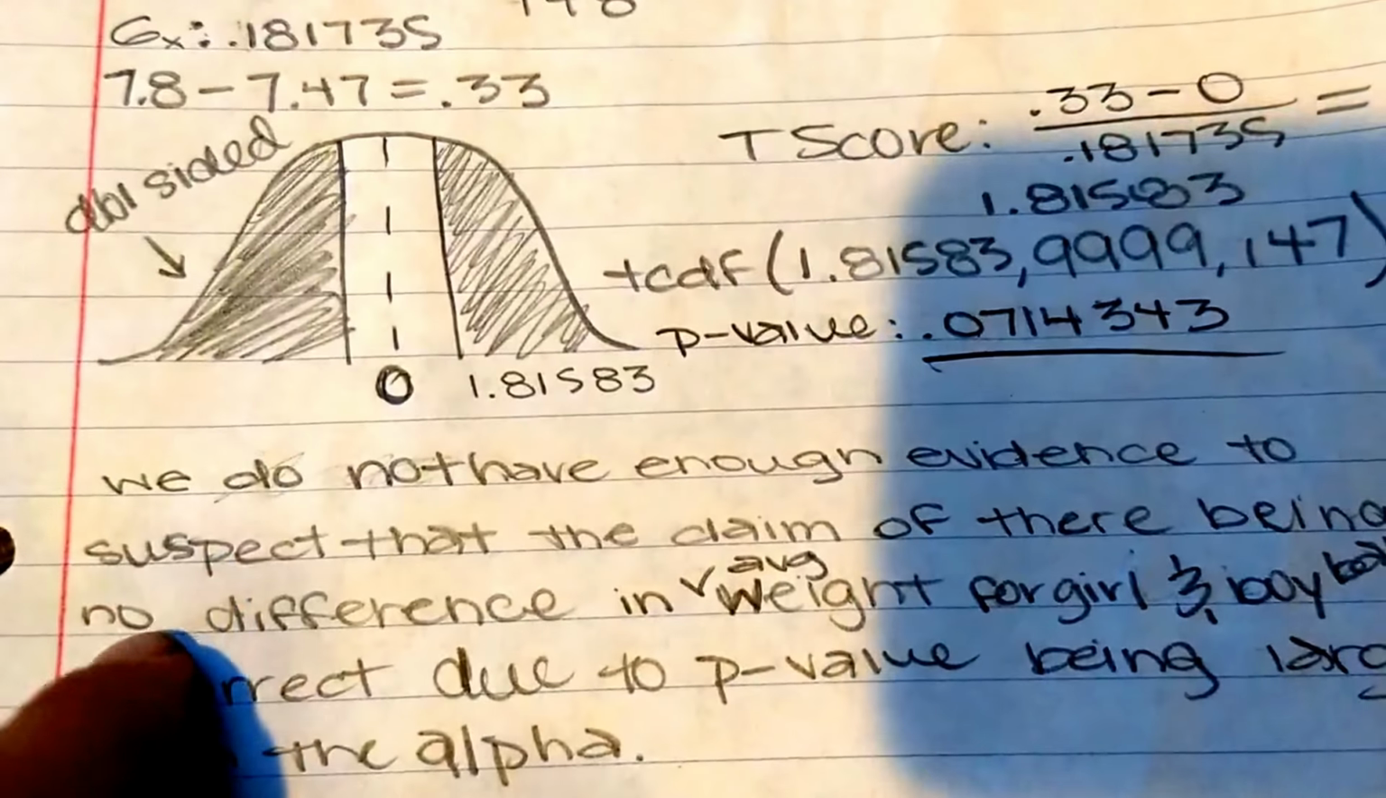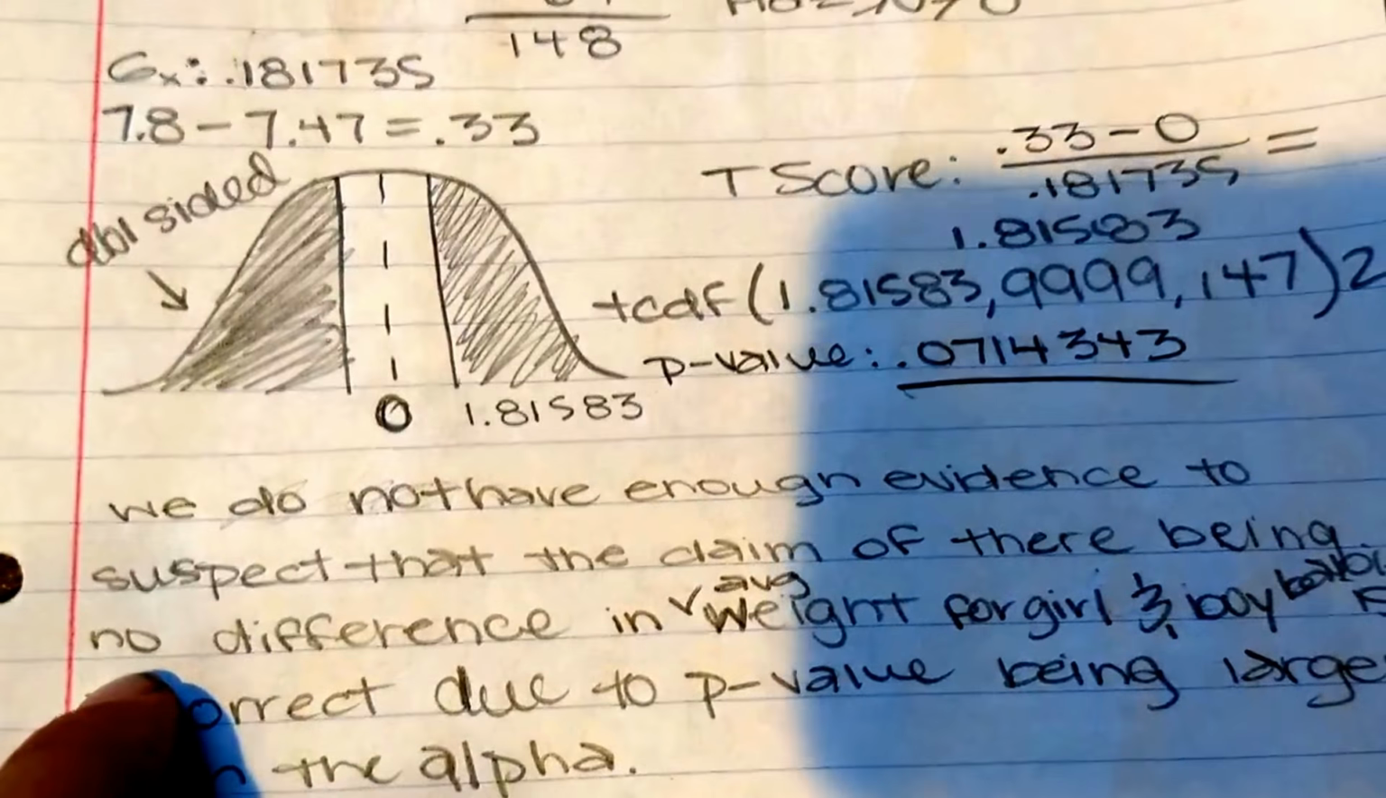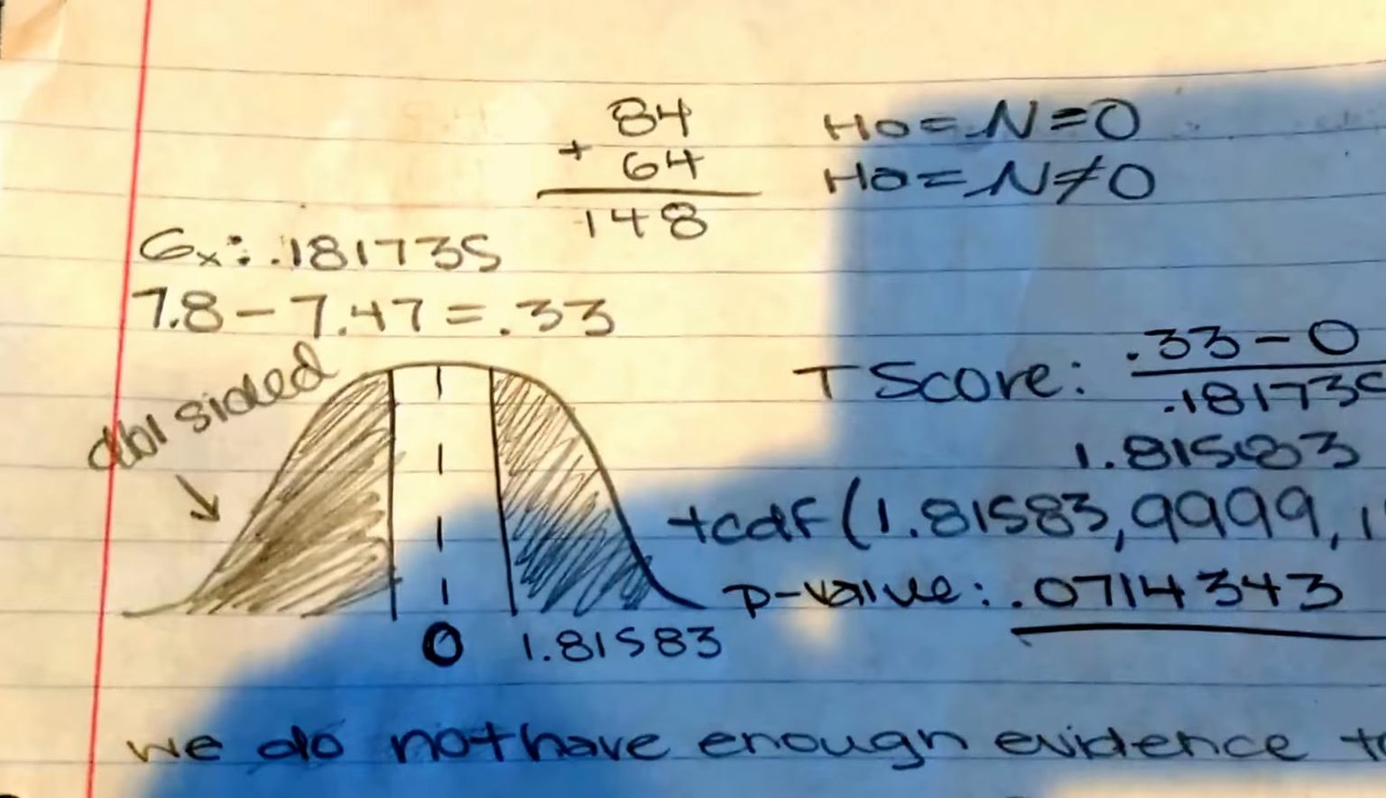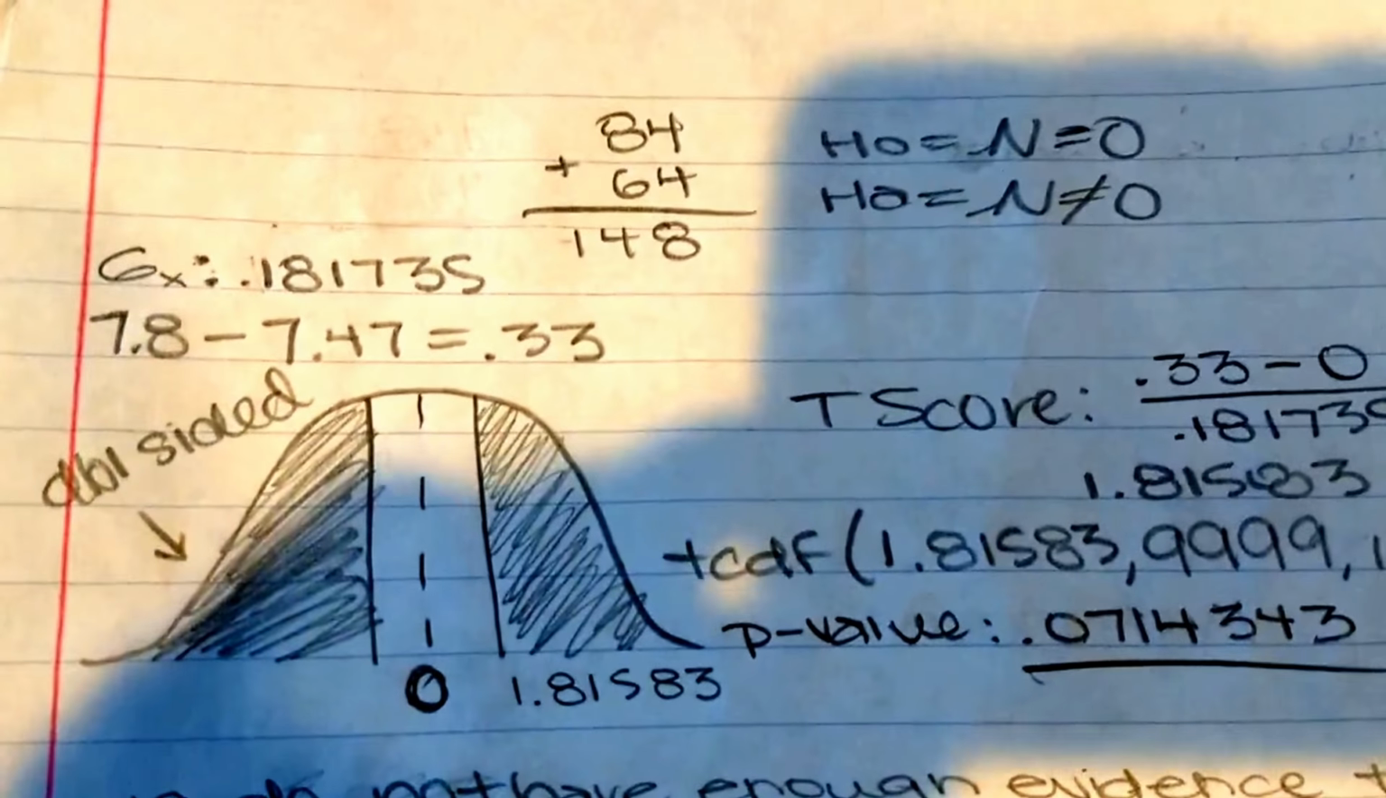So we do not have evidence to reject the null. In other words, we have no evidence to say that boys and girls differ. They might, we just don't have any evidence to say that they do. It easily could have happened by chance.